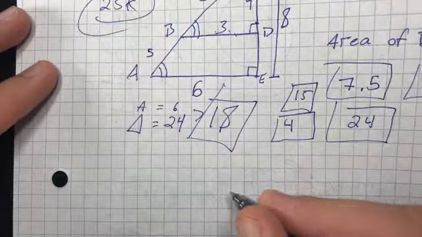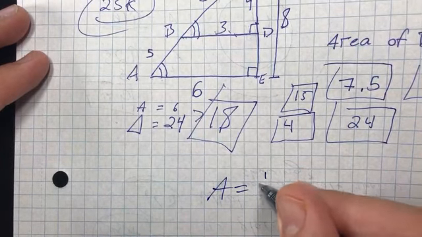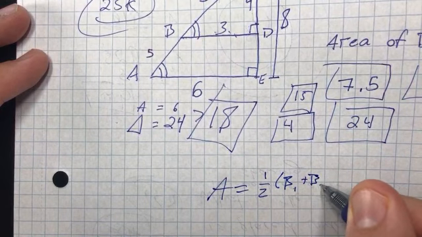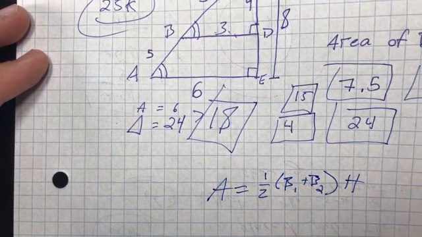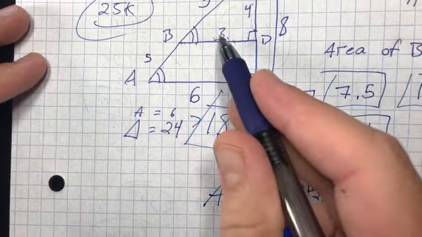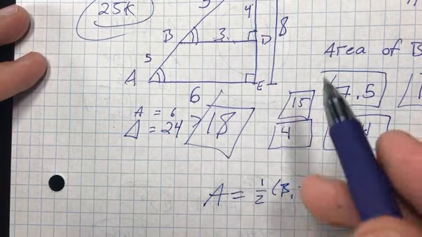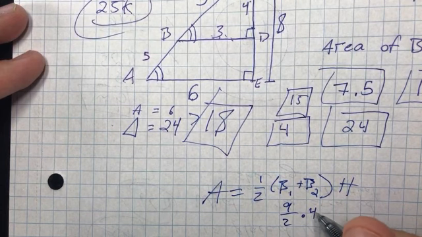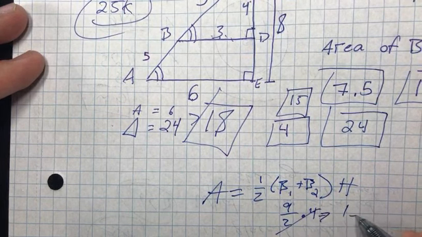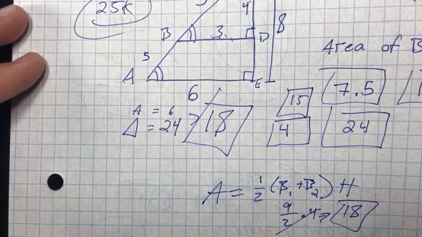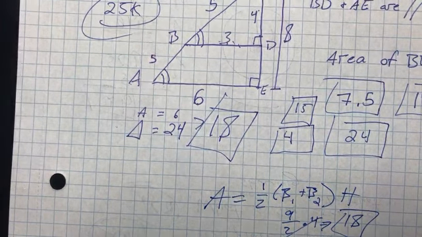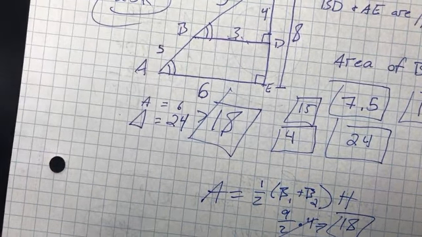So the area for the trapezoid is 1/2 base 1 plus base 2 times height, right? So that'd be 1/2 times 3 plus 6, that's 9. So it would be 9 over 2 times 4. So then that would get you 18 as well. If you knew the equation for a trapezoid, you could also solve it that way. So, good stuff. Really good stuff.